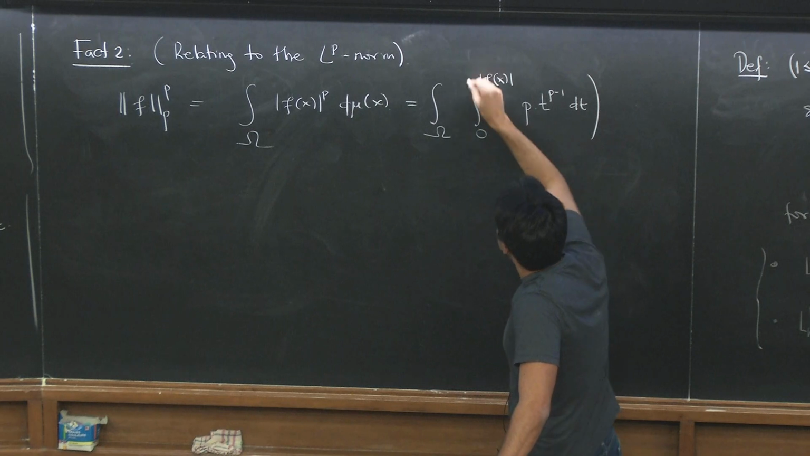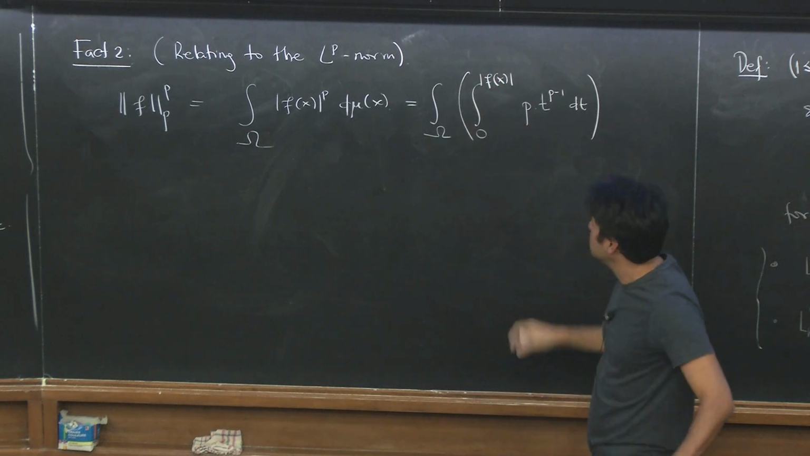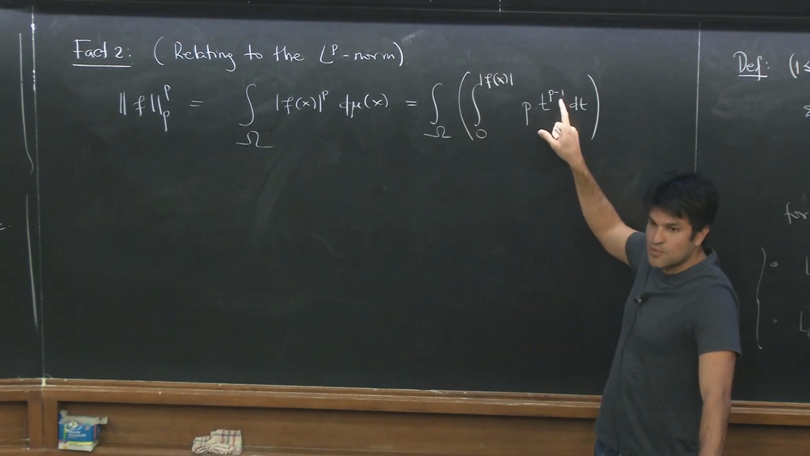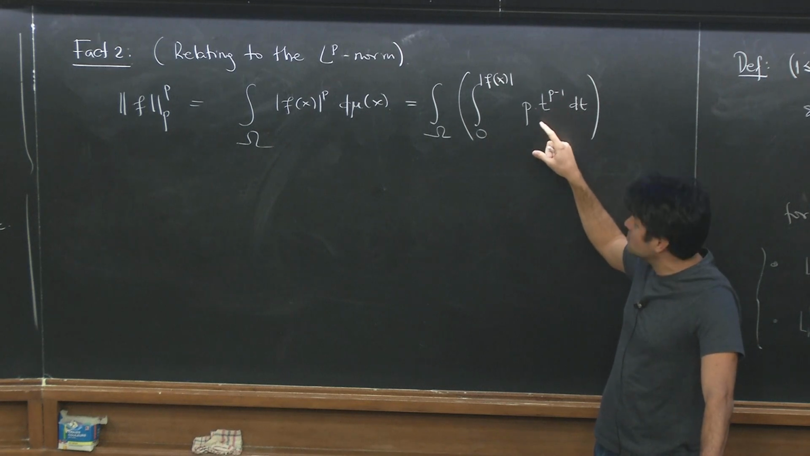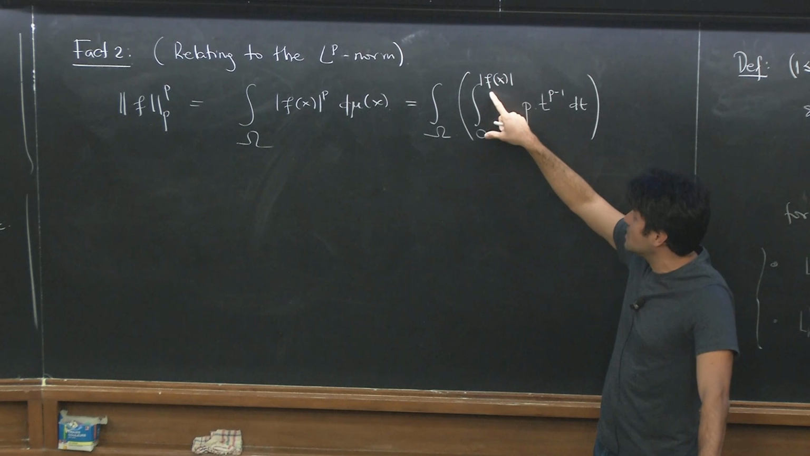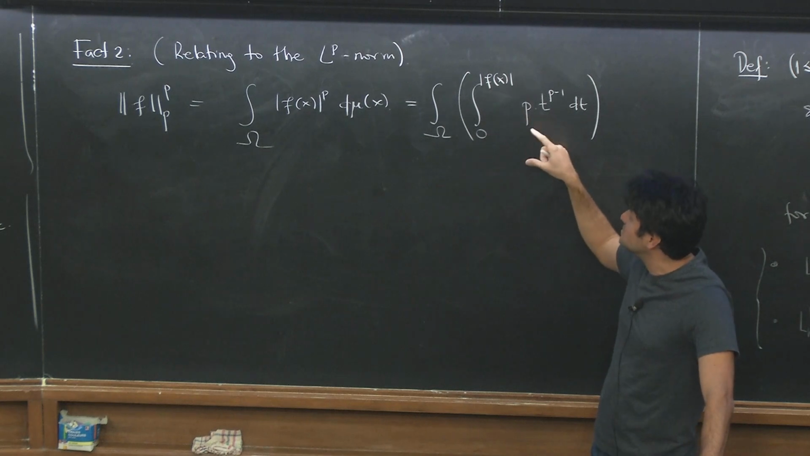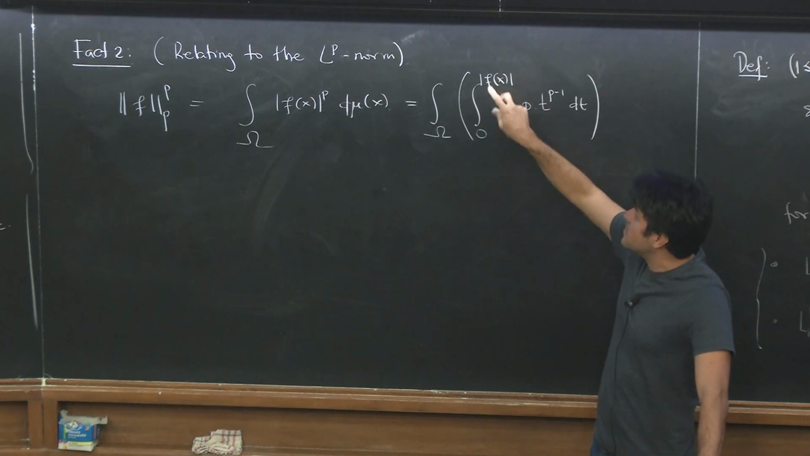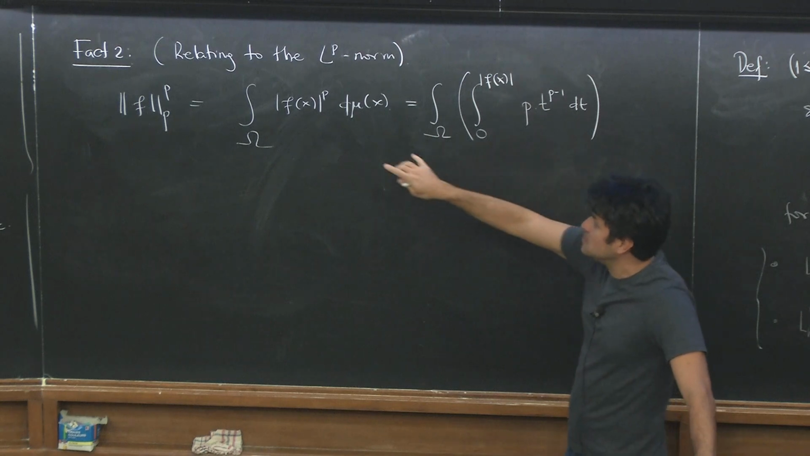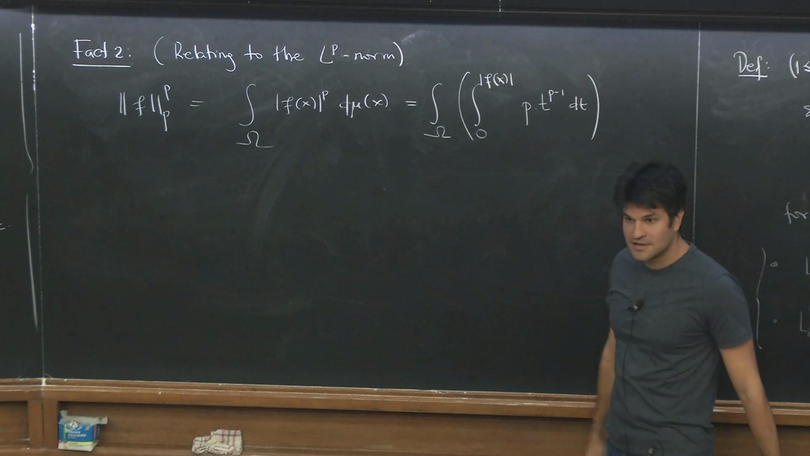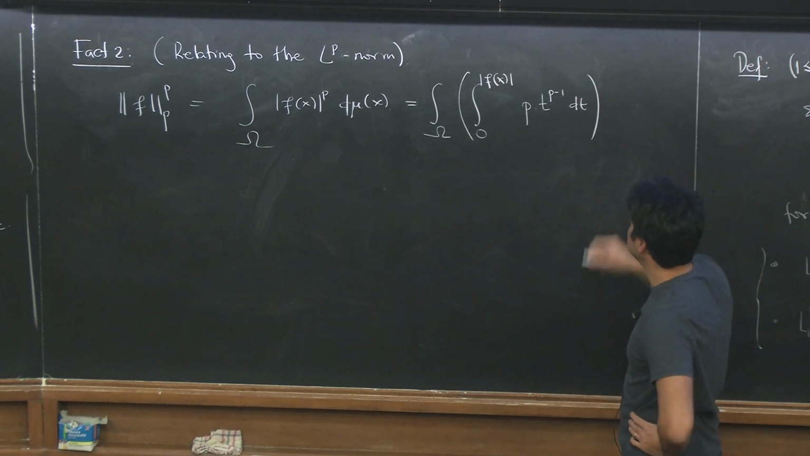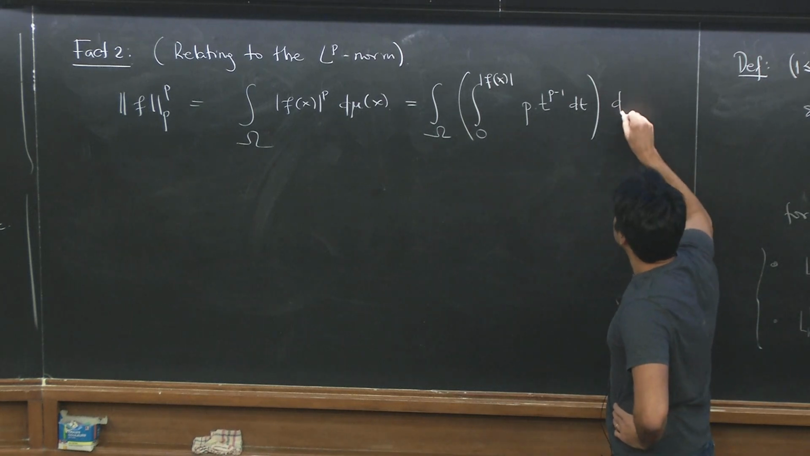So I'm just using here the fundamental theorem of calculus, okay? P t to the p minus 1 is the derivative of t to the p. So by the fundamental theorem of calculus, the integral from 0 to this number of this function is t to the p, f of x to the p minus 0 to the p. It's just f of x to the p. So this is just this, d mu of x.